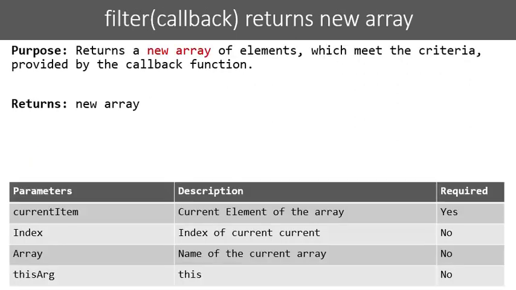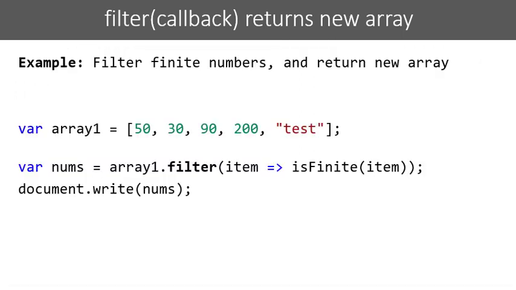The filter method. The filter method is another important method which is most commonly used. It returns a new array of elements which meet the criteria provided by the callback function. In other words, it is similar to the find method, except that it returns all elements which meet the criteria into a new array. The source array remains unchanged. Here in this example, the filter method is used to filter finite numbers from array 1 and the result is provided in the nums array. The filter method scans the whole array.